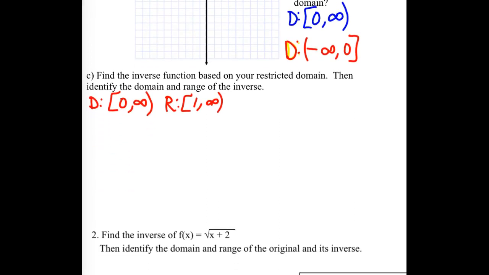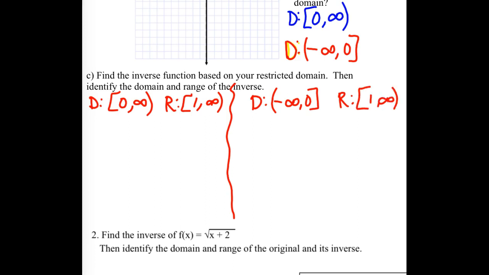All right, so we're actually going to do this twice. Once with the domain being 0 to infinity, and once with the domain being negative infinity to 0. Would the range still be the same, that 1 to infinity, on the left side of my graph? Okay. So let's look at our original. We had y equals x squared plus 1. If we want to find the inverse, we're going to switch x and y, subtract the 1, and then what?